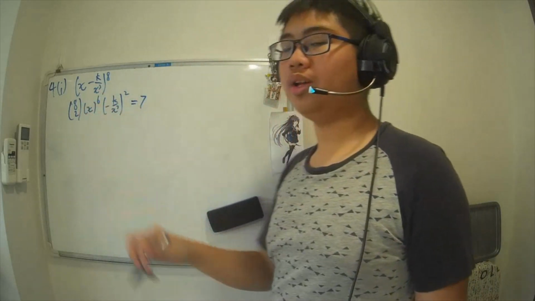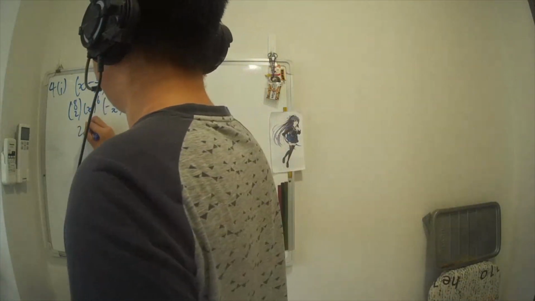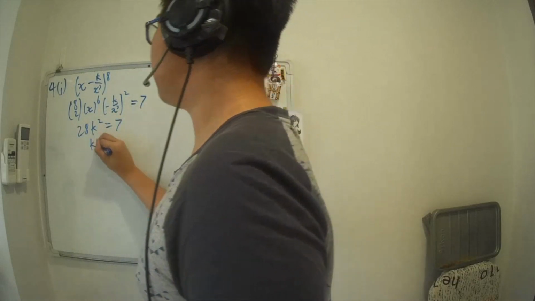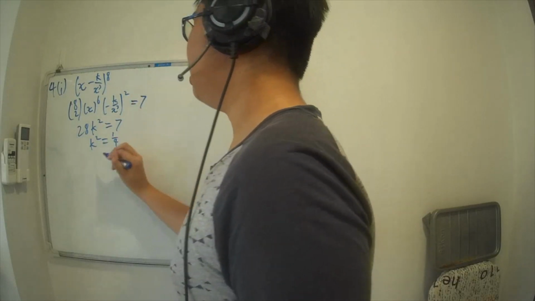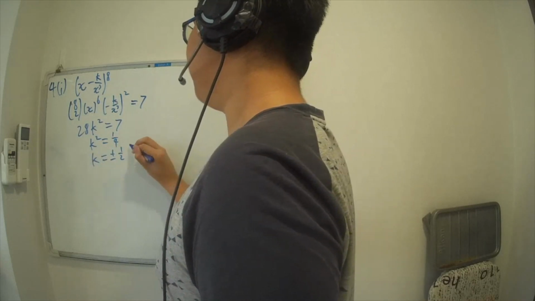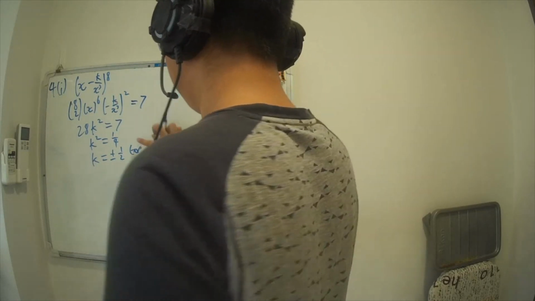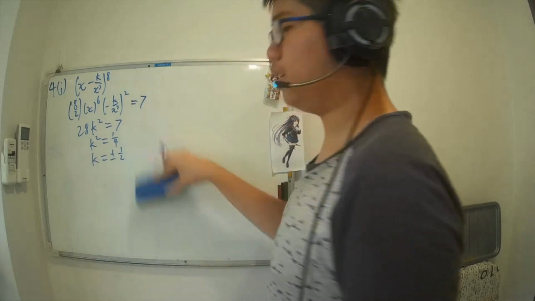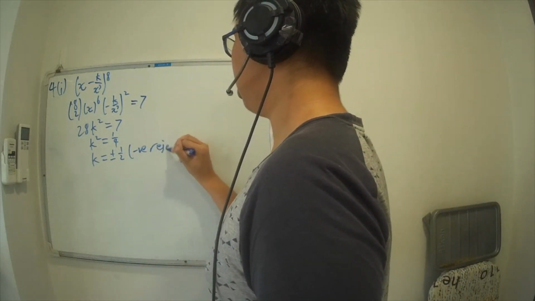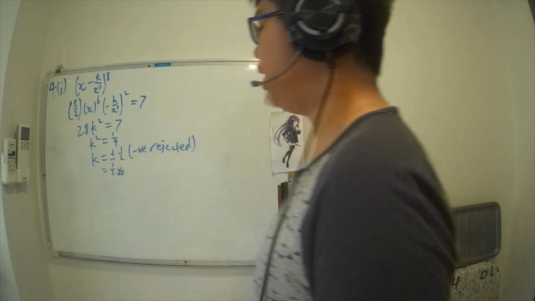8 choose 2 is 28. So 28k squared is equal to 7. K squared is equal to a quarter. And therefore k is equal to plus minus half. But the negative is rejected, because it's given to us that it's positive. Okay? So your k is positive half.